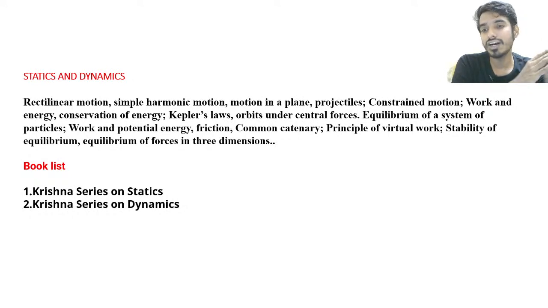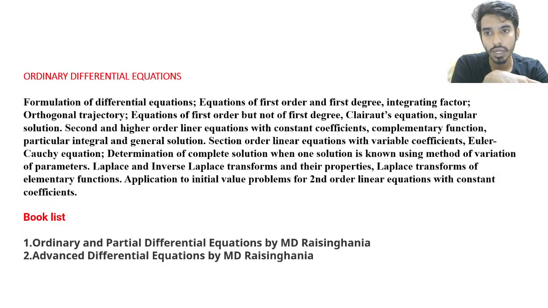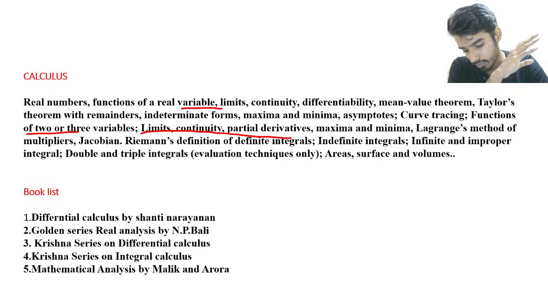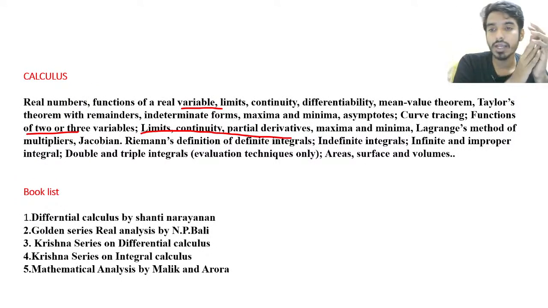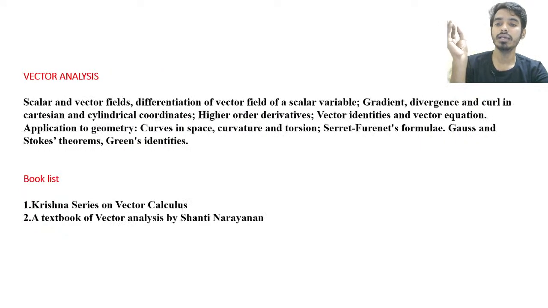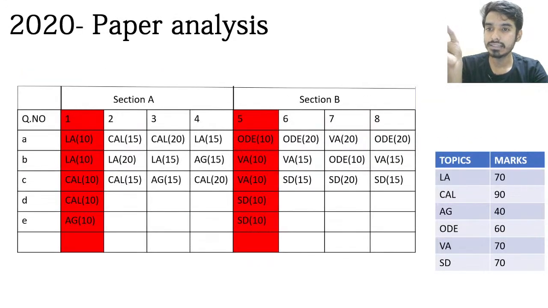You would have noticed lots of Krishna series books, right? So I think there is some relationship between Krishna series and us, right? So Krishna series books are very standard books for UPSC mathematics optional. So these are the elaboration of the 6 topics that we will study in paper 1. So paper 1 we have linear algebra, calculus, analytical geometry, ODE, and then vector analysis, statics and dynamics, right?